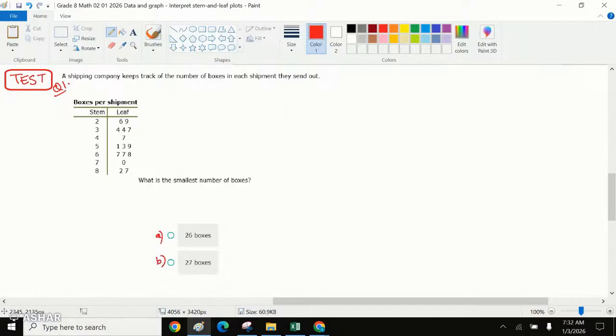A shipping company keeps track of the number of boxes in each shipment. A shipping company is sending a lot of shipments, right? So each shipment can have a different number of boxes, right? So the maximum number could be 87 because 8 is in the stem and 7 was the biggest number in the leaf for 8. But they're asking us what is the smallest number of boxes in a shipment? Option A or option B?